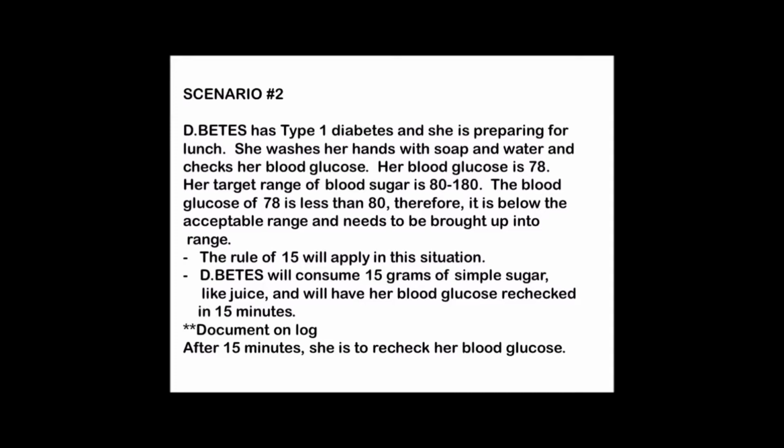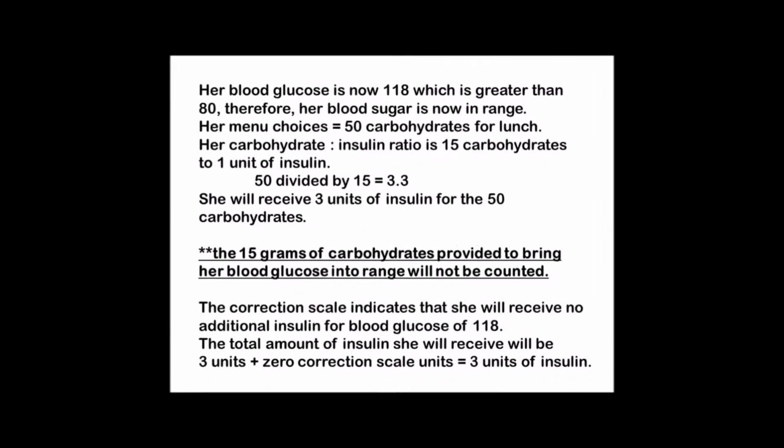Dee will consume 15 grams of simple sugar, like juice, and will have her blood glucose rechecked in 15 minutes. Document on the log. After 15 minutes, she is to recheck her blood glucose. Her blood glucose is now 118, which is greater than 80. Therefore, her blood sugar is now in range.